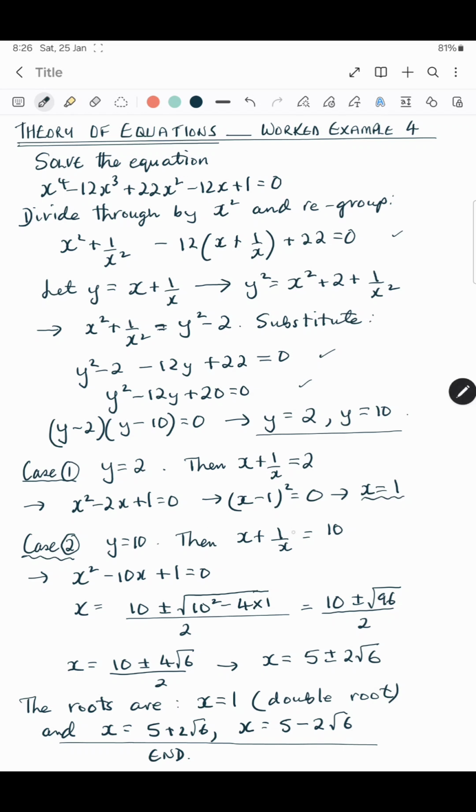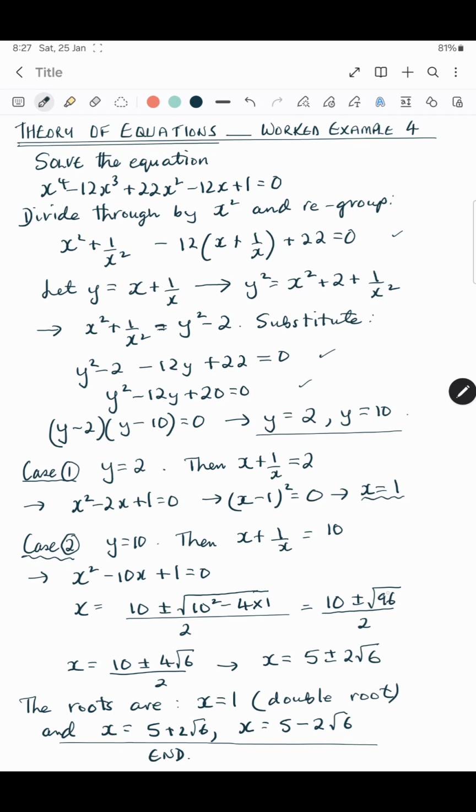Then we have the case when y equals 10. So this time x plus 1 upon x will equal 10. Rearranging, that will become x squared minus 10x plus 1 is 0. And we need to use the rule for quadratic equations here. So that would give us x equals 10 plus or minus square root 10 squared minus 4 times 1, all over 2. Should have had over 2 at the beginning there. I forgot about that. And then x will equal 10 plus or minus 4 root 6.